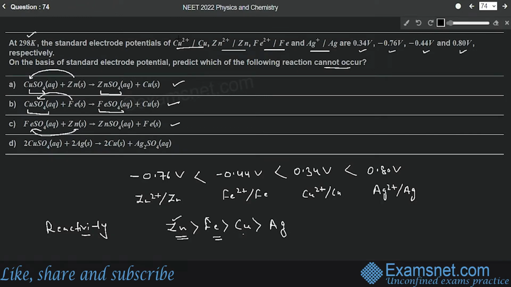And in the last one, if we see zinc, this silver has replaced copper from the sulfate solution, isn't it? So is silver more reactive than copper? No, silver is less reactive than copper. So this is not possible. Got it? So option D will be the correct choice for this question.